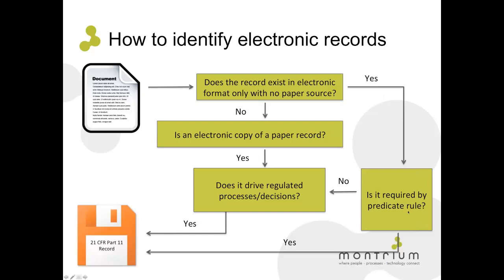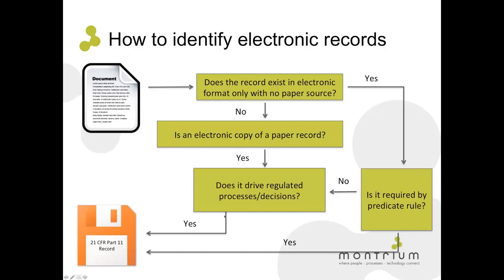If it's yes, then straight away we need to consider this as a 21 CFR Part 11 record and that needs to be maintained as such. If we say that it's a record that exists in electronic format with no paper source, however, it's not required by predicate rule, the next thing we need to ask is, does it drive regulated processes or decisions even though it's not required by predicate rule? And if it does, then again it becomes a 21 CFR Part 11 record.